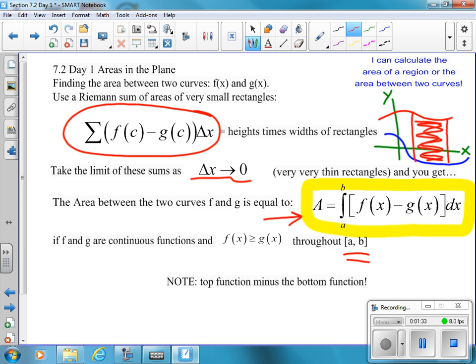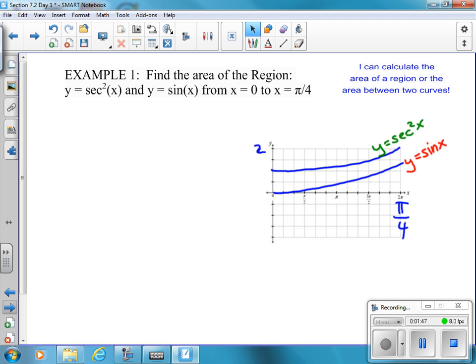Tomorrow we'll do ones that go right to left, so with respect to y. But right now we do top to bottom, the function that's greater minus the function that's smaller. I just say top function minus bottom function.